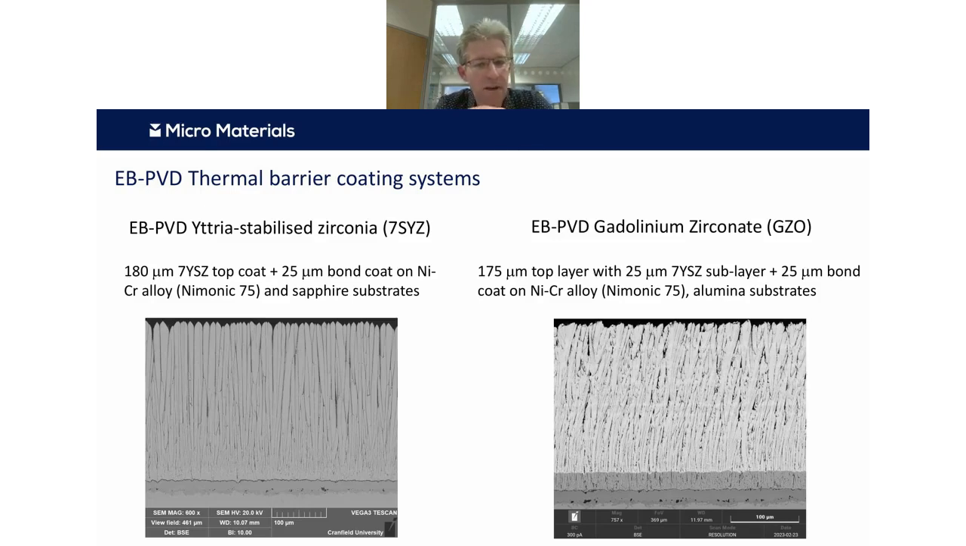So you can see from these images that these coatings have a very interesting microstructure, with a very columnar structure. They both have some porosity, both within the columns and between the columns, and this adds to their strain tolerance. It's one of the reasons why these E-beam coatings are used in these demanding conditions in the engine.